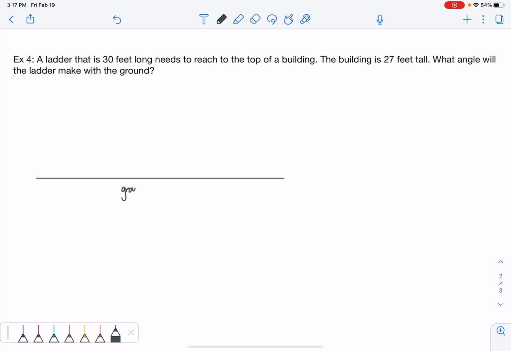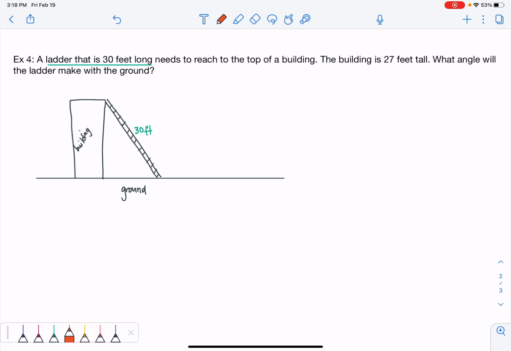Here's the ground. Here's our building. And a ladder looks like this. It has steps for you to climb. It's like stairs. Let's go back and reread. The ladder is 30 feet long. So we know this length is 30 feet.